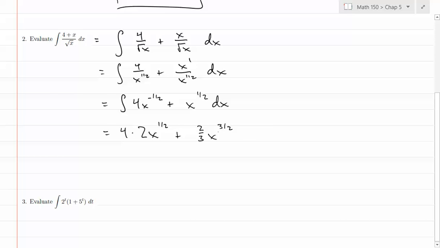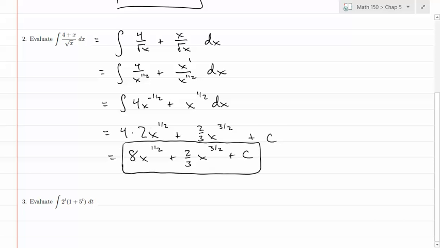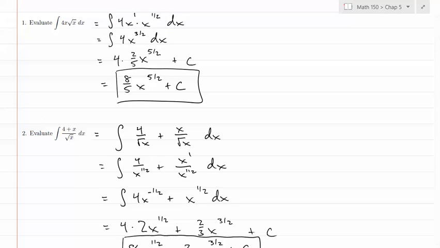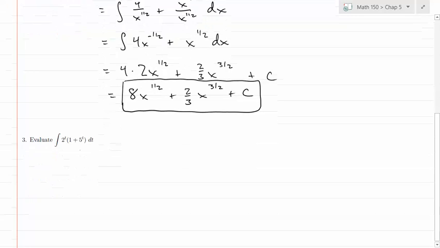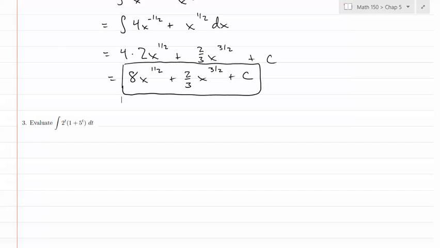Okay, that's the integral of each piece, plus c, of course. And then you can simplify that. 4 times 2 is 8. So this is 8 x to the 1/2 plus 2/3 x to the 3/2 plus c. Okay. Both of those, first one was a product. You had to multiply it out first before integrating. Second one's a quotient. You have to simplify the quotient first before integrating. Okay, you cannot integrate a product or a quotient.